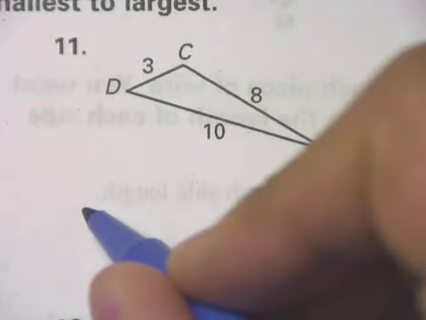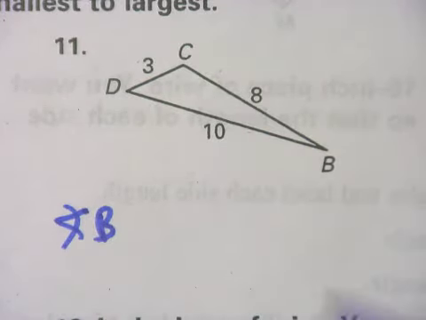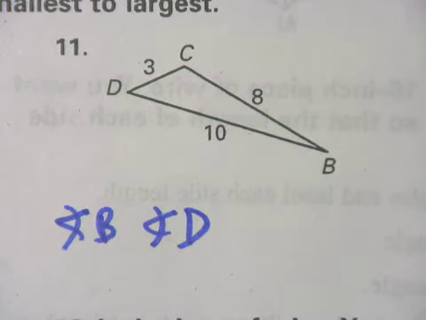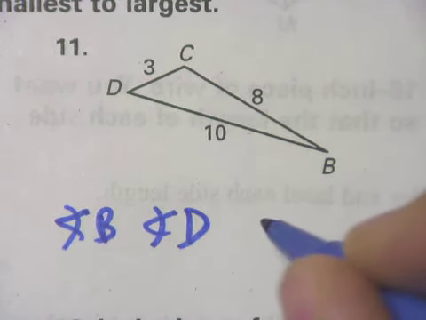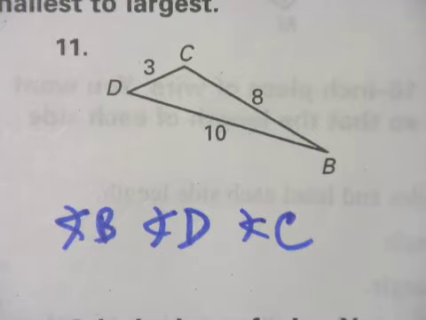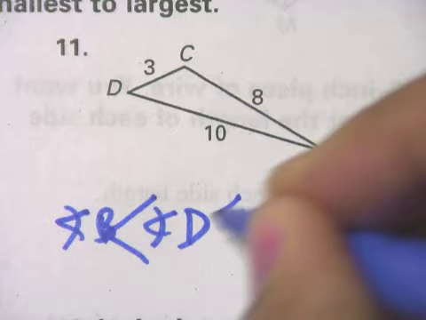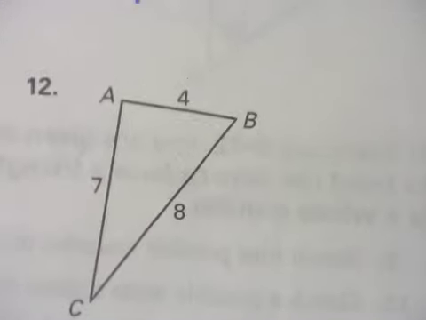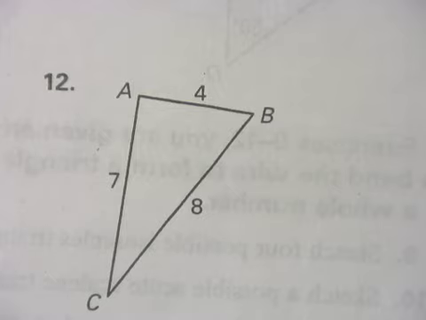Number 11. Obviously, 3 is the smallest side, so it's going to be angle B. Then I have 8, which is across from angle D. And then I have 10, which is across from angle C. Smallest to largest. And of course, they'll probably have inequality signs inside the answers.